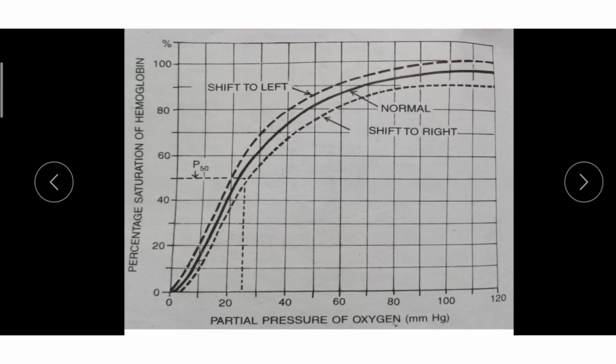There are factors which affect the oxygen hemoglobin dissociation curve. The oxygen hemoglobin dissociation curve is shifted either right or left by various factors. First we will see why it shifts to right. Shift to right indicates dissociation of oxygen from hemoglobin. The oxyhemoglobin curve is shifted to right in the following conditions. Decrease in partial pressure of oxygen. When the partial pressure of oxygen decreases, there is a shift to the right side of the curve.